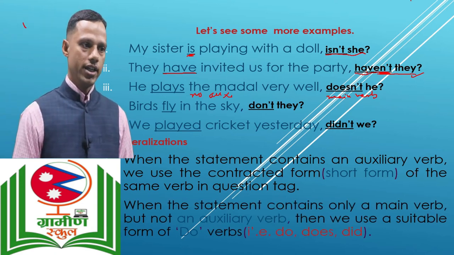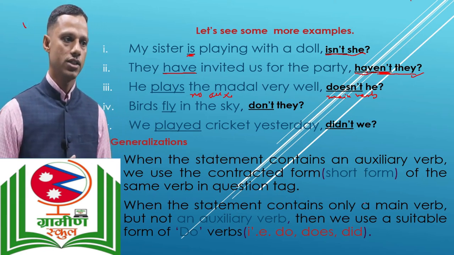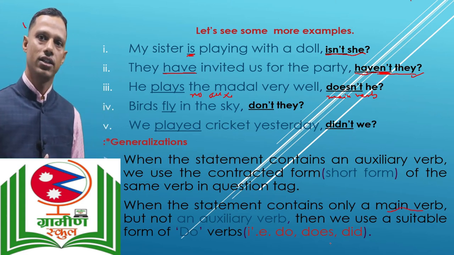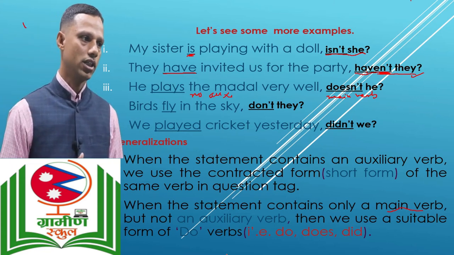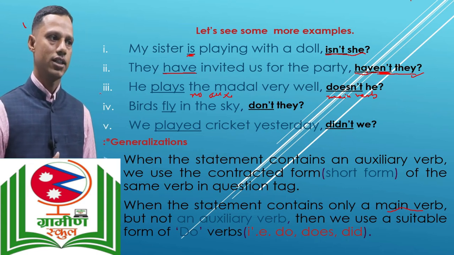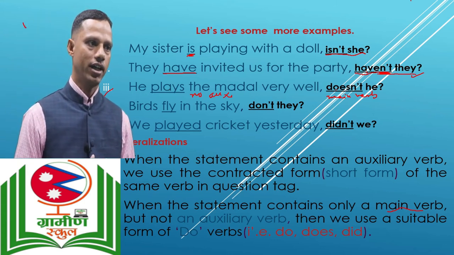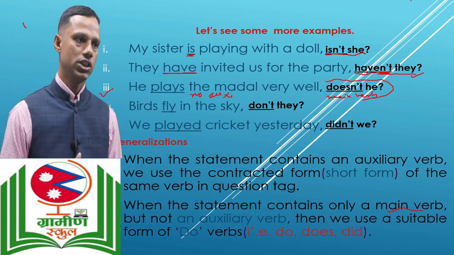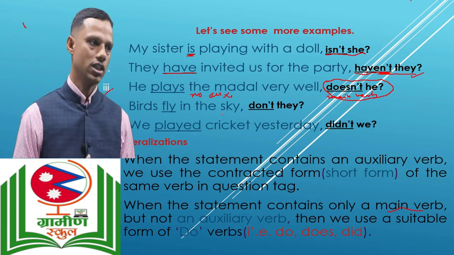When the statement contains a main verb but not an auxiliary verb, then we use a suitable form of do verbs. What can we do? We can make the suitable form of do verbs. Now you can see example number three, right? In the above example, let's see, he plays the marble very well, right? We have a main verb plays, and in place of this main verb we have used the suitable auxiliary verb doesn't he. Yes, it is in verb 5 singular form, that's why we have used doesn't.